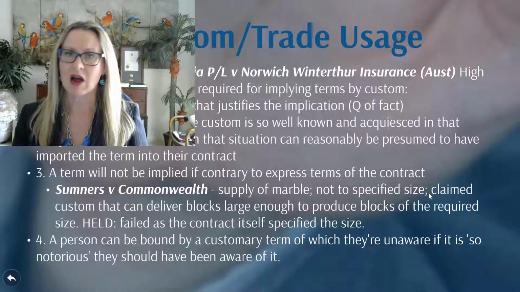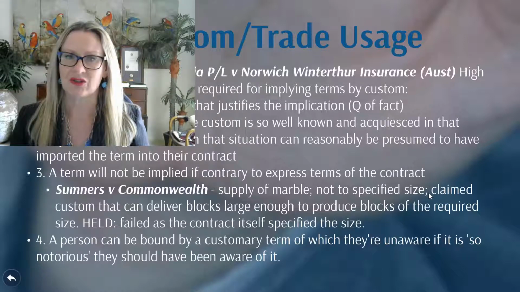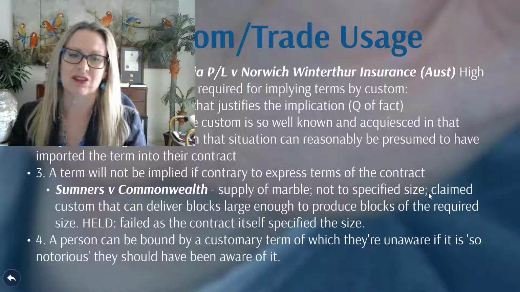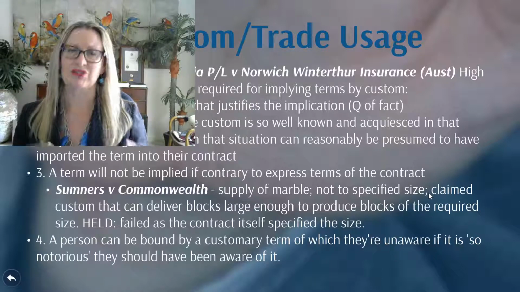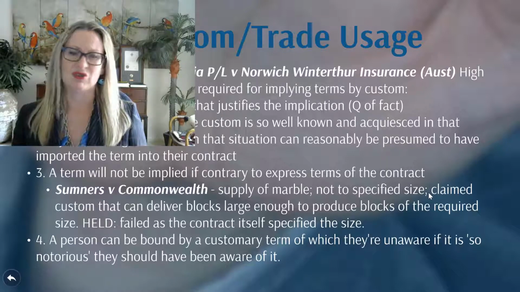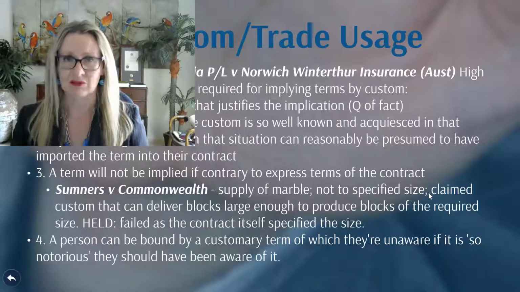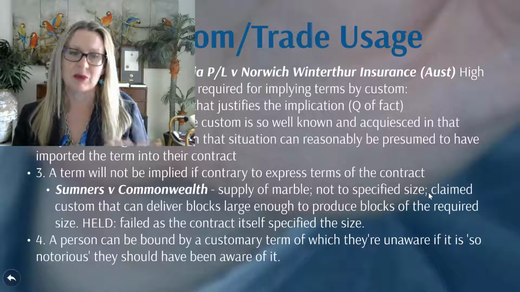There was a supply of marble. It was the wrong size according to the contract. The supplier tried to argue that there was this convention in the marble trade that you could deliver blocks large enough to actually be cut into the size that was required. The court said no, the contract itself specified the size. You've got to actually give them blocks of marble that particular size. So that was your third requirement.